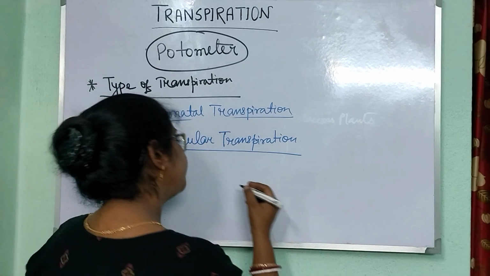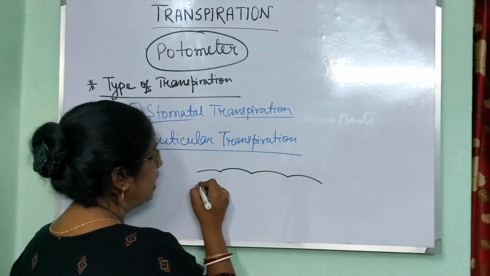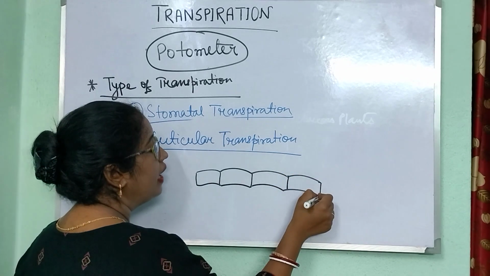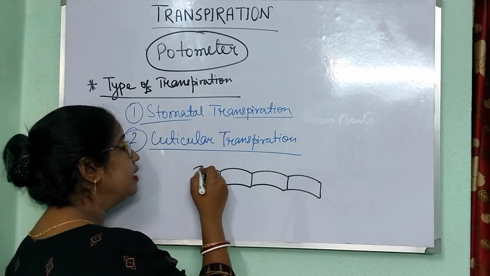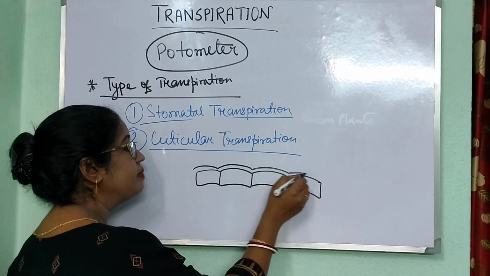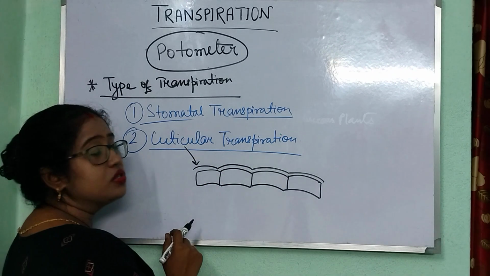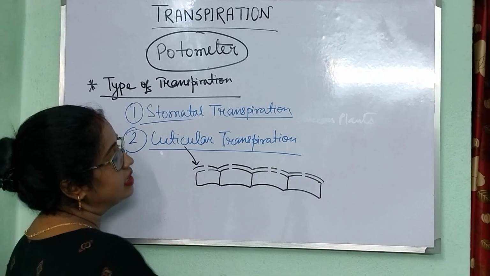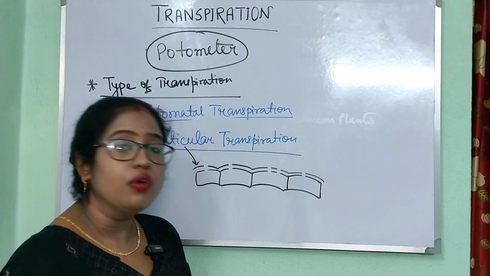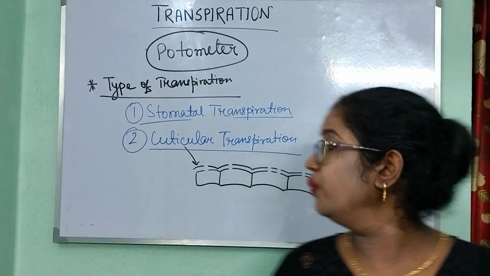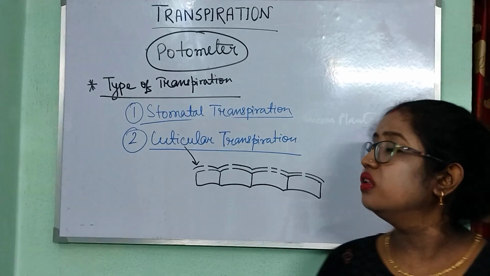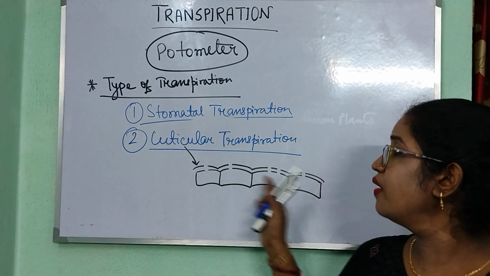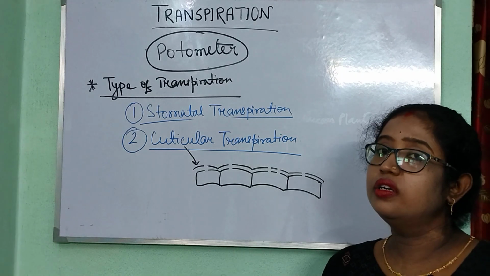The epidermal cells lie at the outermost part of the plant, and above these epidermal cells there is a membrane-like structure. This membrane-like structure is known as the cuticle. In the cuticle there are smaller gaps present, from where water can easily escape. When there is an excess of water, the water easily evaporates from this cuticular opening. This type of transpiration is known as cuticular transpiration.